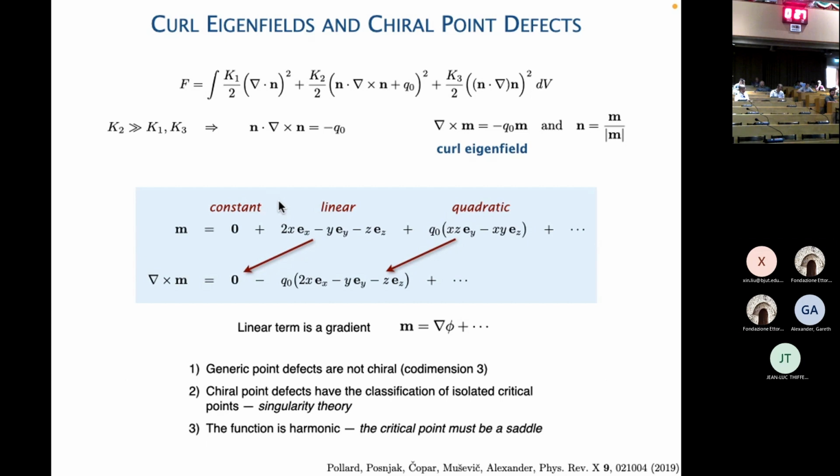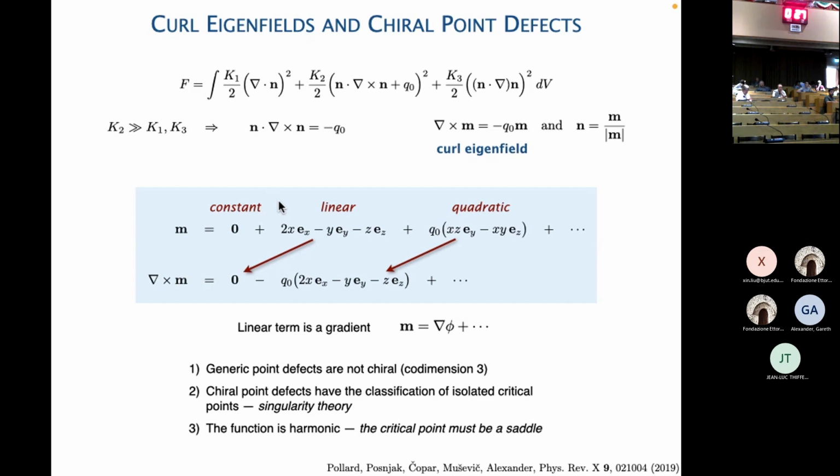Let me summarize three things about this construction, which turn out to be significant for understanding what's going on. The first one is that generically point defects are not chiral. That's because for it to be chiral, I had to have that the curl of this linear part vanished identically. So the X, the Y, and the Z components of this zero are all zero. That's three conditions. So these things are at least codimension 3.